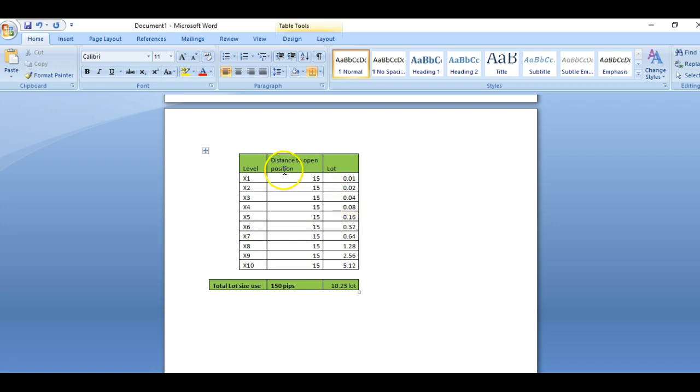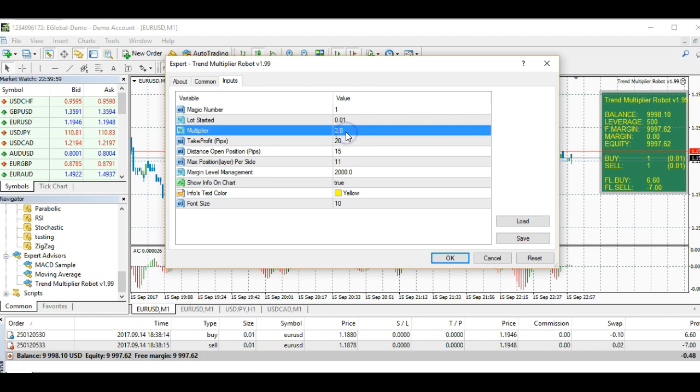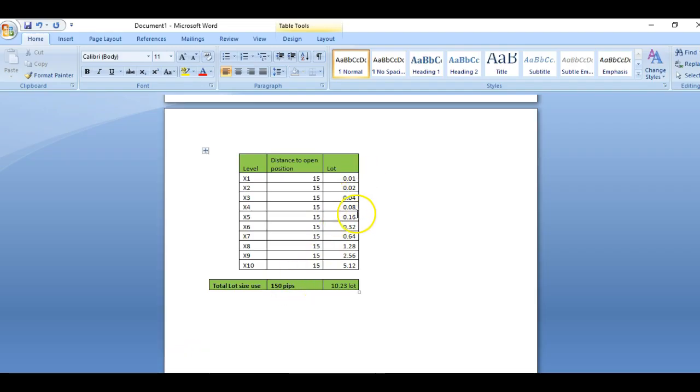Okay, so your distance to open position means the next position will be opened after 15 pips. All right, your lot size will be at 0.01, then it will double up because your setting here is a multiplier of 2. If it is multiplied by 2, it will always open up times 2. So don't worry about that. It is not so dangerous. You must only know how the calculation works. All right, so we will teach you that.